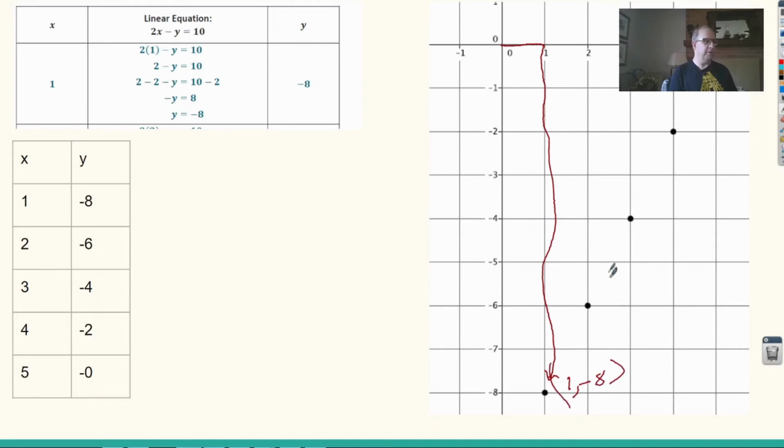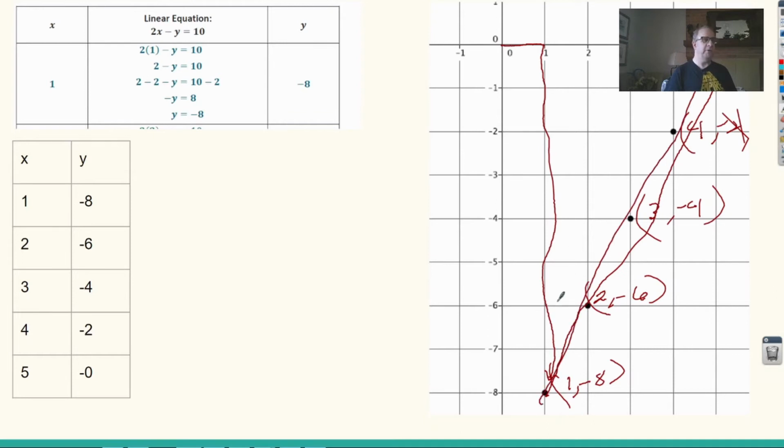And if I continue in the same vein and I choose a 2, I get a negative 6. If I choose a 3, I get a negative 4. If I choose a 4, I get a negative 2. And if I choose a 5, I end up with 0 for y. Okay? The answer to this one are all of these numbers, and it's a linear equation because it's graphed in a straight line.